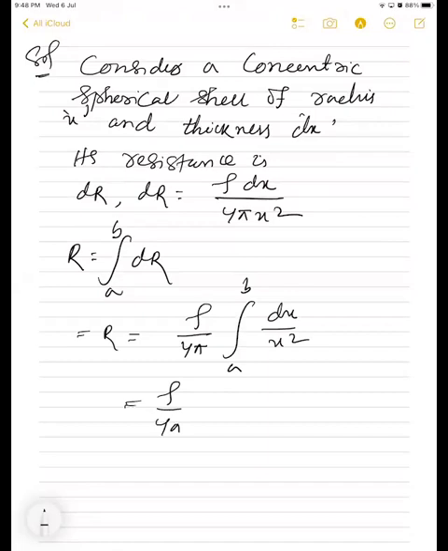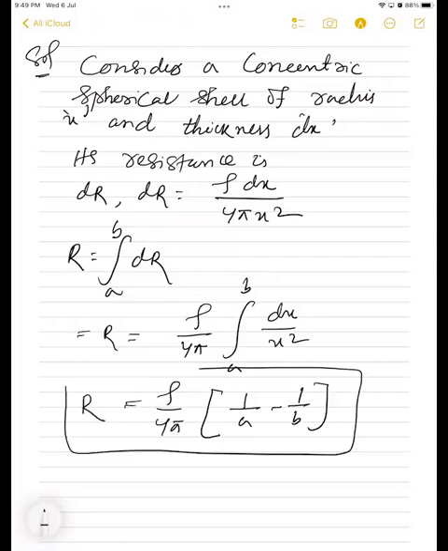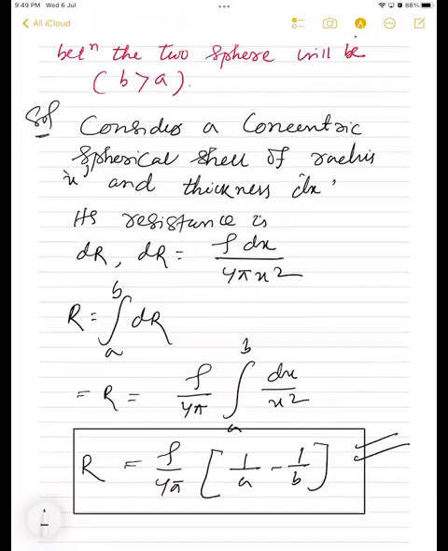So rho by 4 pi coming out, integration of 1 by x square gives minus 1 by x, with limits, so 1 by a minus 1 by b, right? So this is going to be the resistance of the sphere. Just remember the expressions in the exam. The values may be given and you have to just put them in, right? Understood, students?